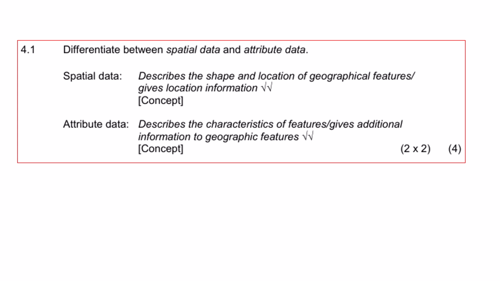Just very quickly, just some more questions from a past paper. Differentiate, in other words, state the difference between spatial and attribute data. Please remember the key word here is that spatial data is locational data, describes where something is found. Attribute data describes the characteristics of a particular feature.